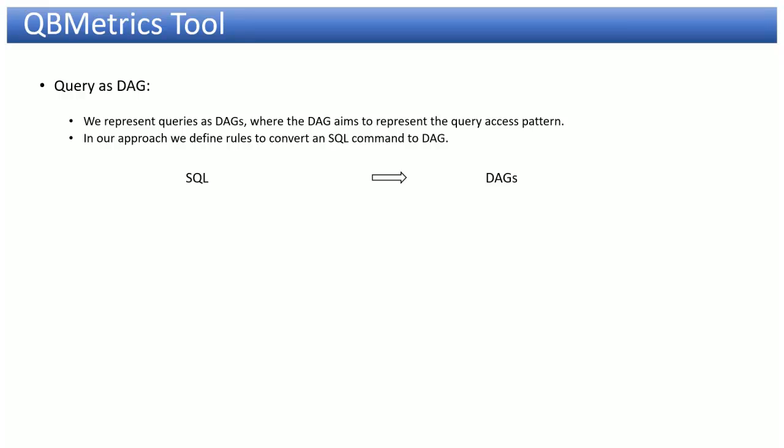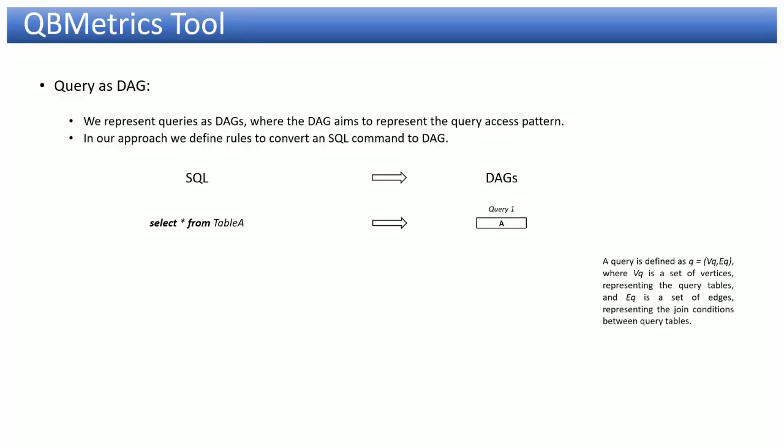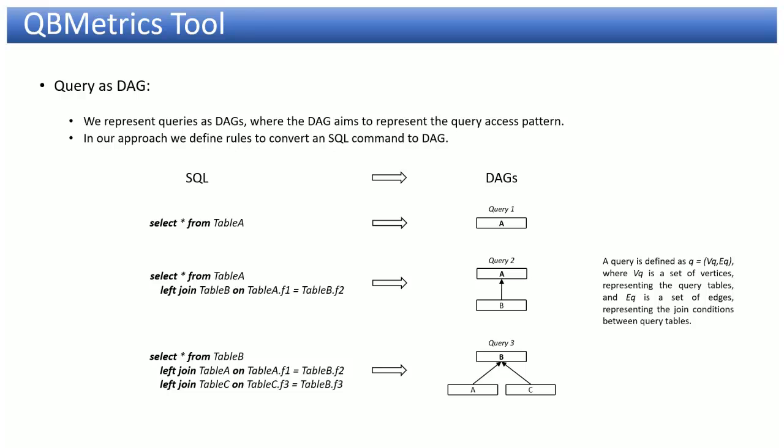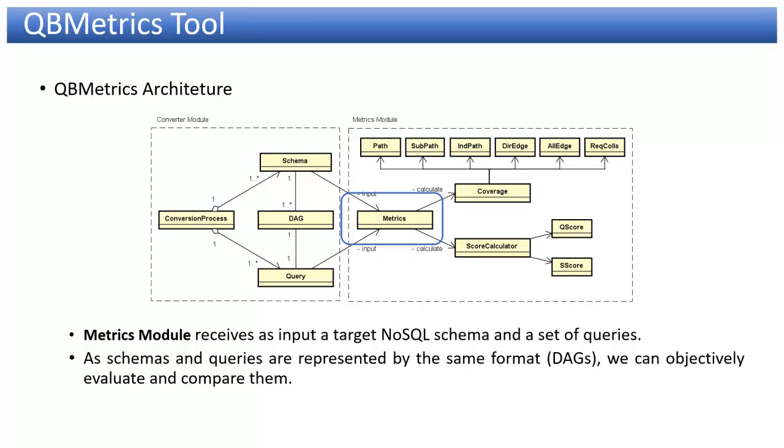We can see select statements with 1, 2, and 3 tables and the respective DAGs, where the vertices represent the query tables and the set of edges represents the join conditions between query tables. The metrics module receives as input a target NoSQL schema and a set of queries. As schemas and queries are represented in the same format, we can objectively evaluate and compare them.